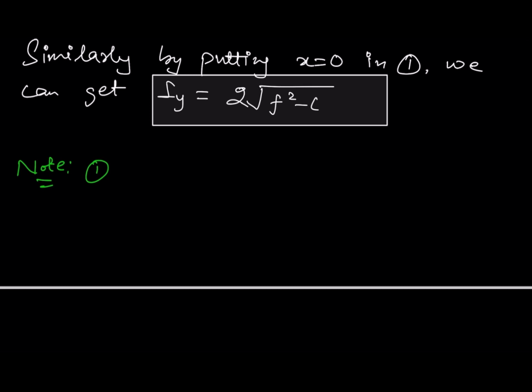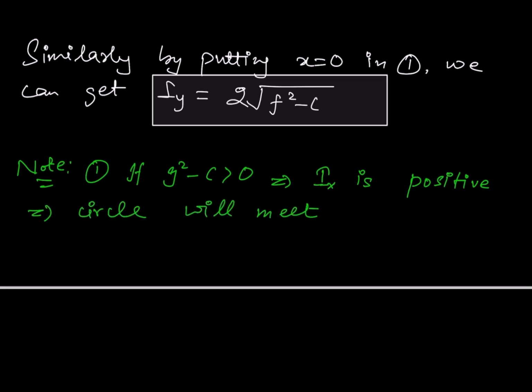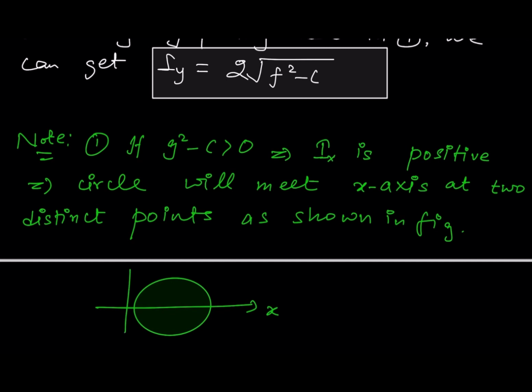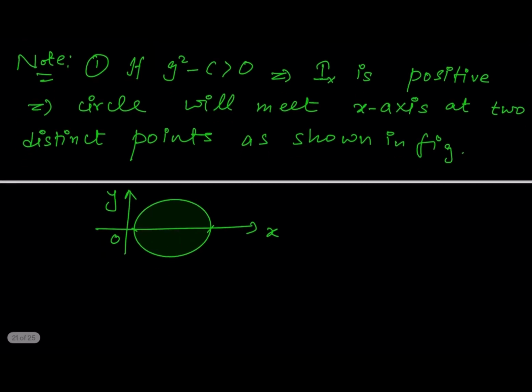1. If g square minus c is greater than 0, it implies Ix is positive, which implies circle will meet x-axis at two distinct points as shown in figure. Say this is x-axis, this is y-axis. So here we can see circle is cutting x-axis at two distinct points. Say this is (x2, 0) and this is (x1, 0), right?